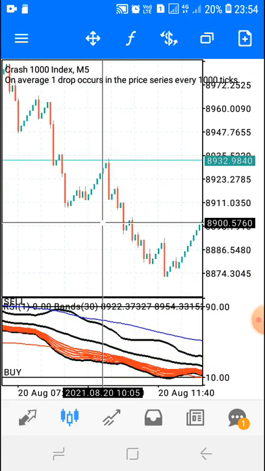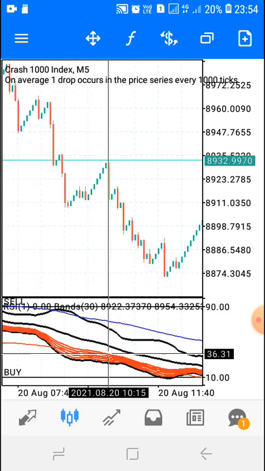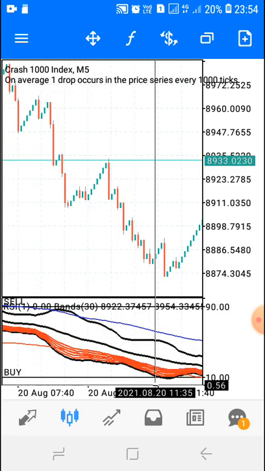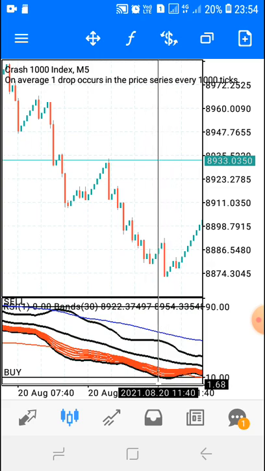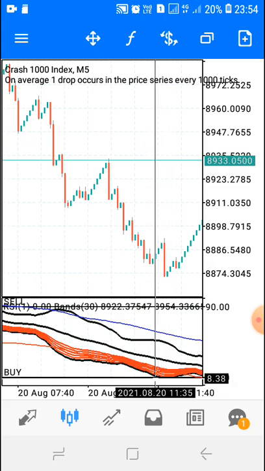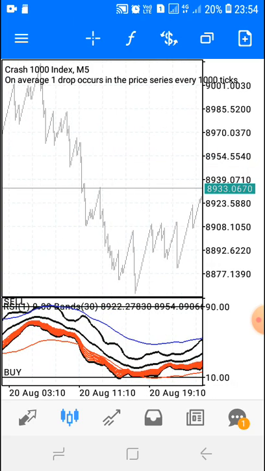Okay. Look at this. Here's our red line. A red line is over there. And you can see that the Bollinger Bands went outside of the envelopes. So that means we could have taken buys over there.